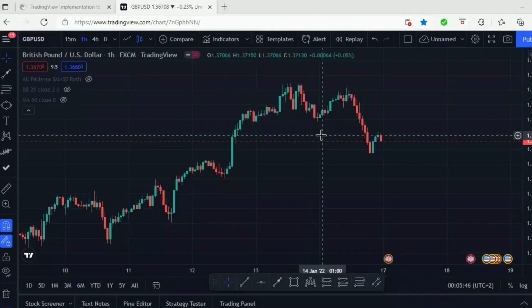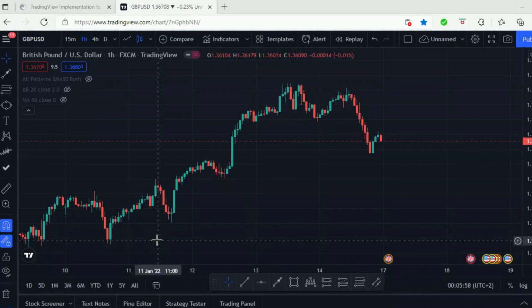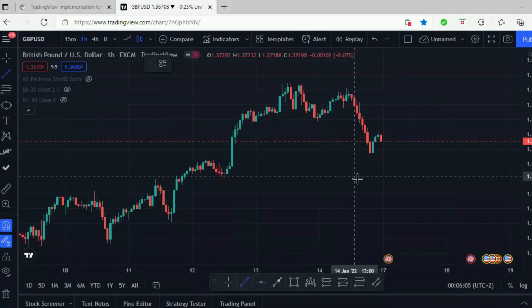Let's take a look at a buy limit. Remember, I said a buy limit: the order is placed below the price and then the price goes up. As you can see, this is an uptrend. So in an uptrend, if we want to place a buy limit, what are we going to do?